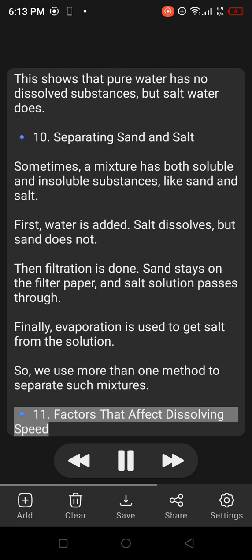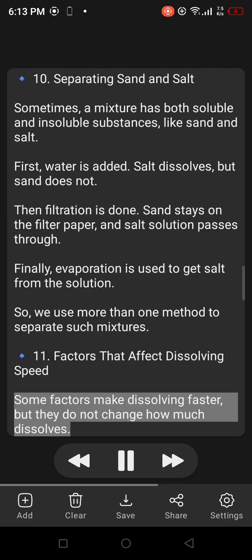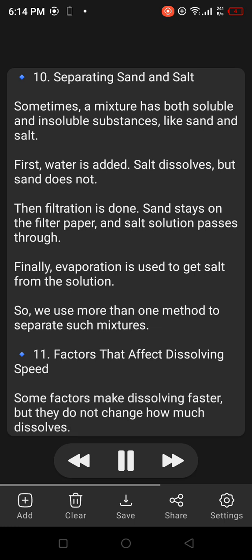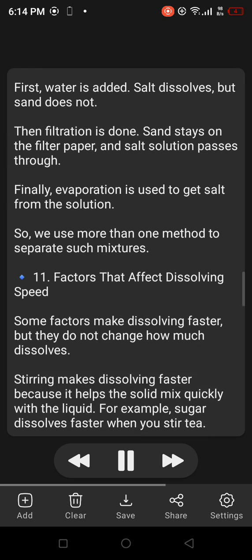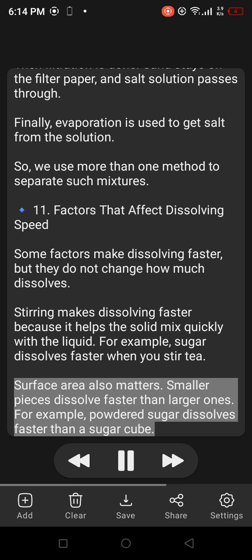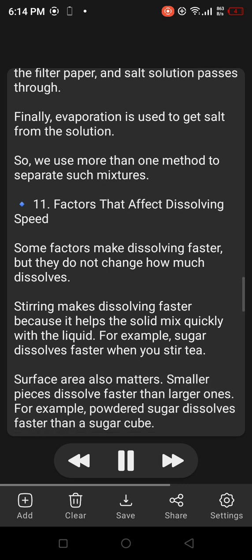11. Factors that affect dissolving speed. Some factors make dissolving faster, but they do not change how much dissolves. Stirring makes dissolving faster because it helps the solid mix quickly with the liquid. For example, sugar dissolves faster when you stir tea. Surface area also matters. Smaller pieces dissolve faster than larger ones. For example, powdered sugar dissolves faster than a sugar cube.